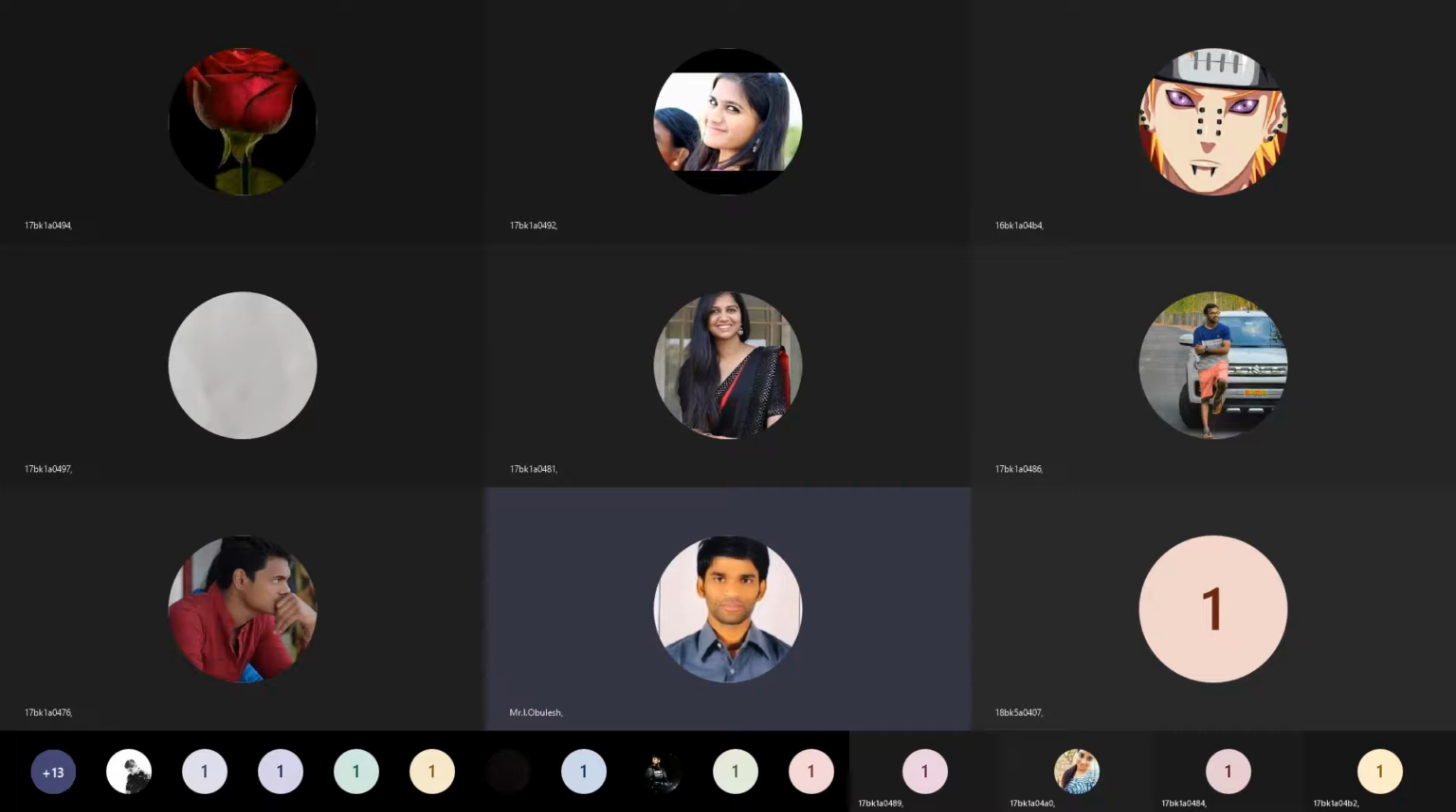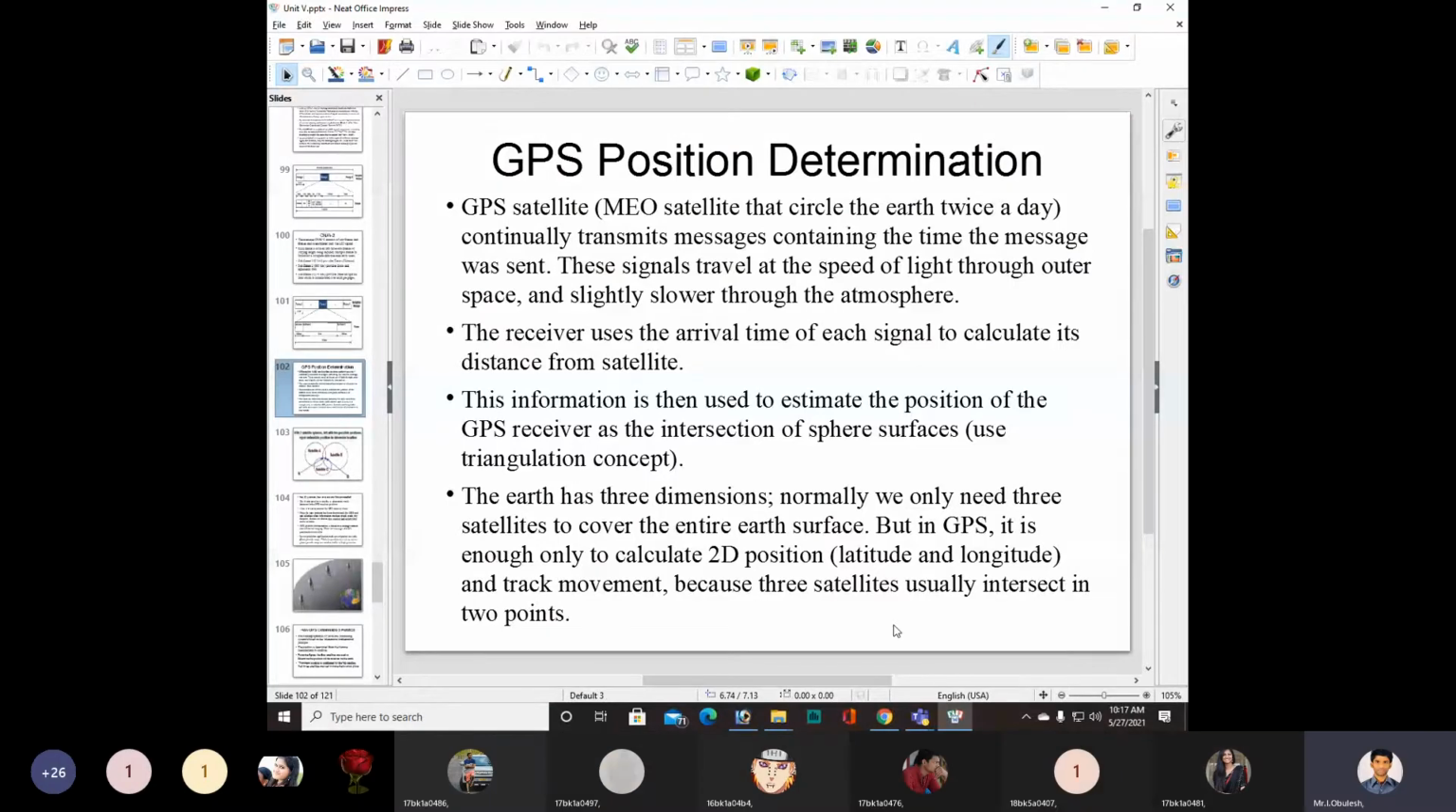GPS position determination. Let us assume that we want to determine the position of a GPS receiver.